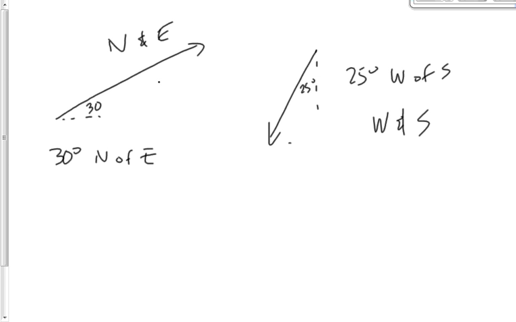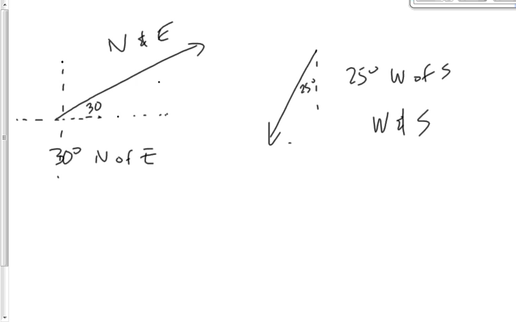Now, the question is, do we record this as 30 degrees north of east or 30 degrees east of north? 25 degrees west of south or 25 degrees south of west? Take a look at where the angle is measured from. This angle can be measured from either the x-axis or the y-axis. In other words, it can be measured either from the east or from the north. Where is it measured from in this case? What axis is it touching? Yep. It's the x-axis, the east axis. So it's going to be north of east, or north from the east.